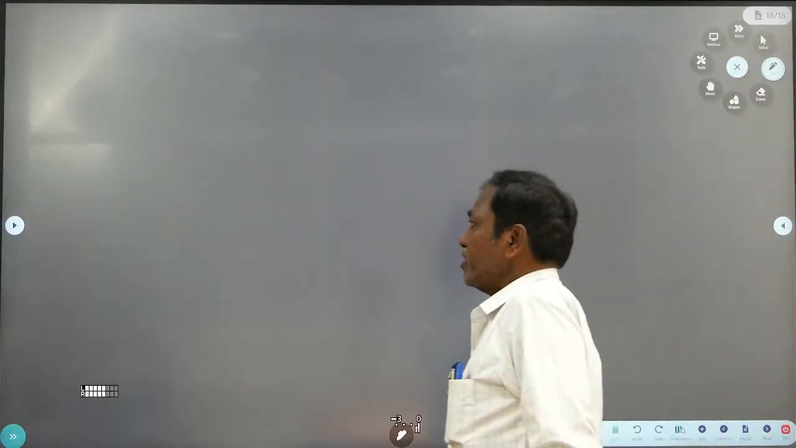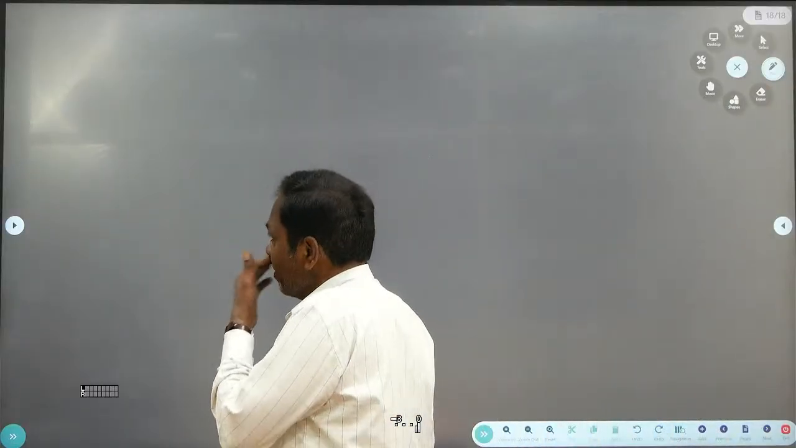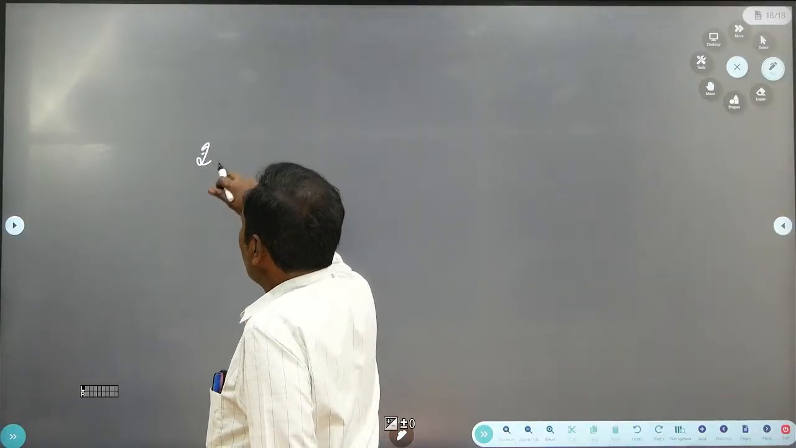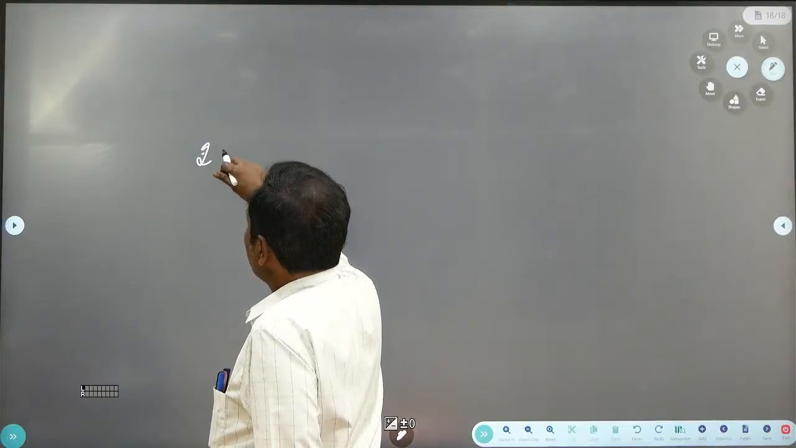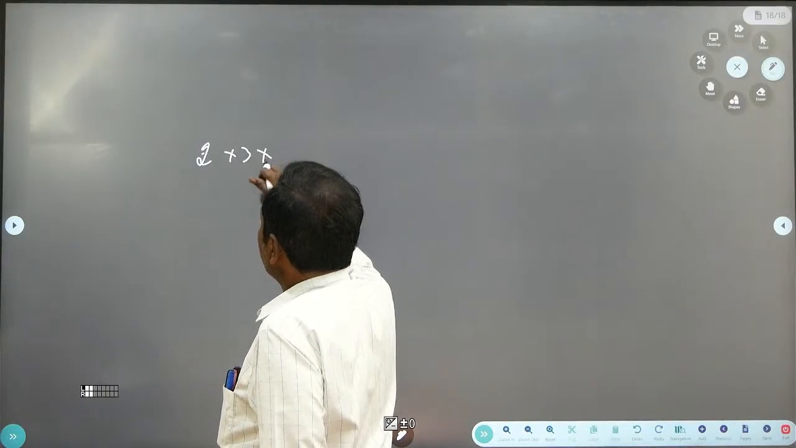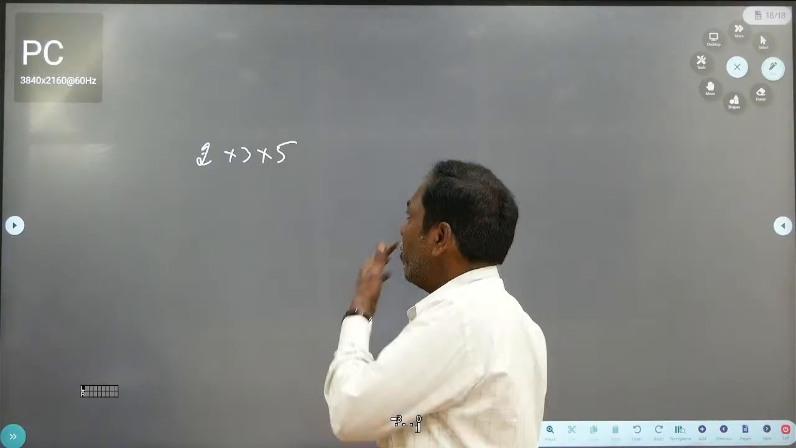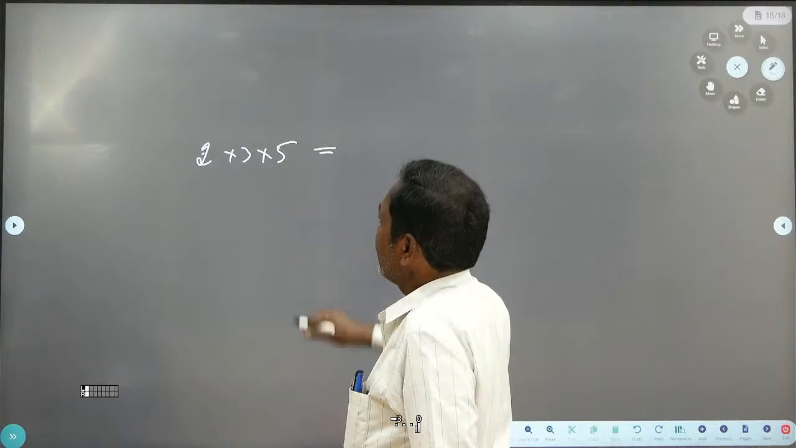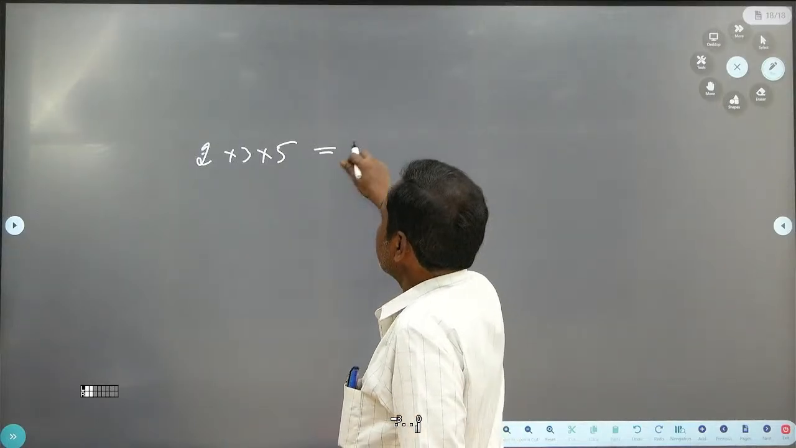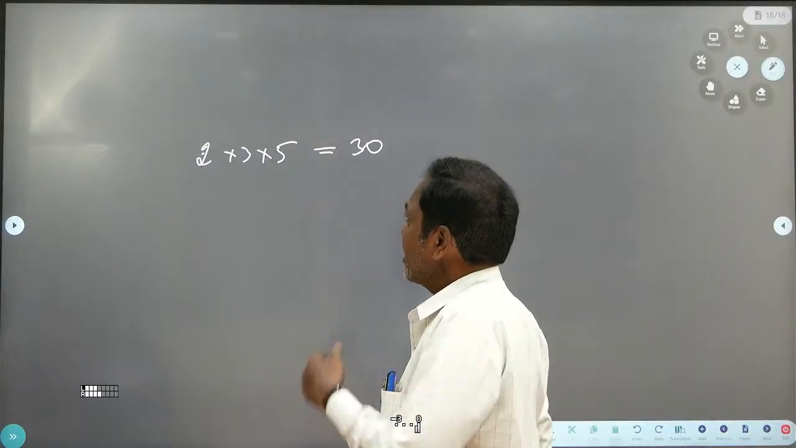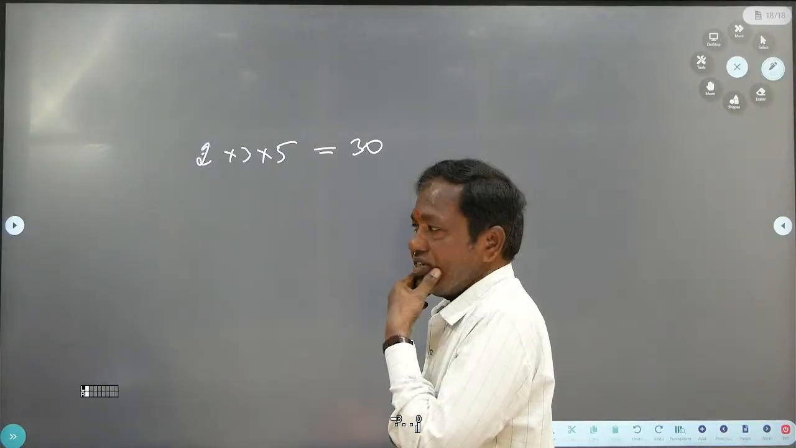Right. Now we can see factors. For example, like 2 into 3 into 5, let us say. What is the value of this? 2 into 3 into 5 is 30. Okay. These are the prime factors; you can call it factorization.